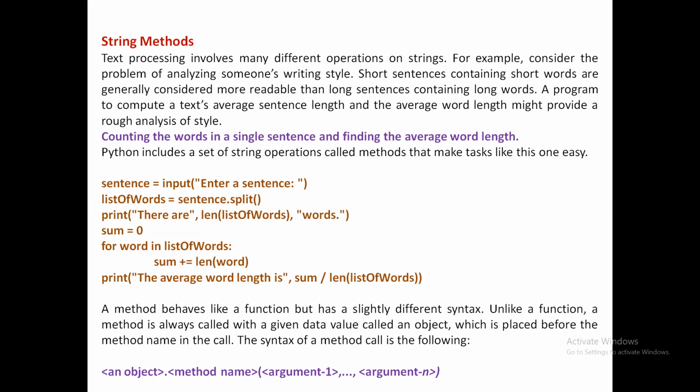The first operation which is useful for us is counting the words in a given sentence, because text processing involves many operations on strings. So you should understand how to perform those operations on text, and then based on the problem scenario that you are going to solve, use the functions and methods available in Python accordingly. So have a look at this first example. I just want to count the number of words in a given single sentence, and also find out the average word length in each of those sentences.